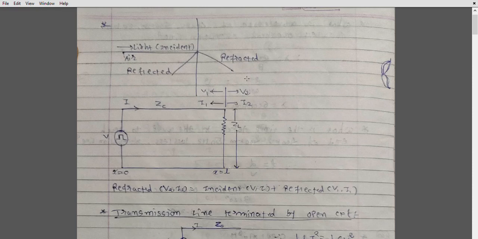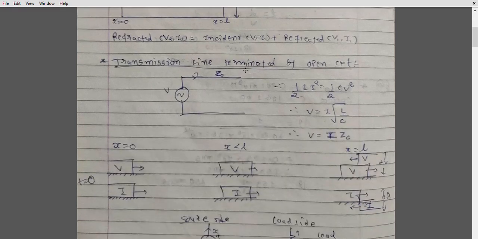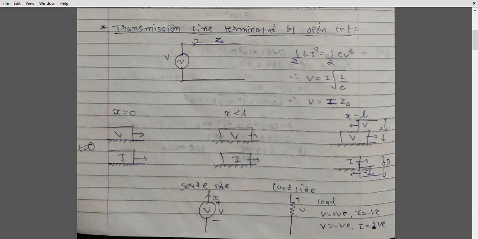If you want to find the value of V2 and I2, the refracted voltage V2 and refracted current I2 are equal to incident plus reflected. So to find V2, you add V and V1, and I2 is equal to I plus I1. In that way you can find the refracted wave for voltage and current. Just try to remember these things.